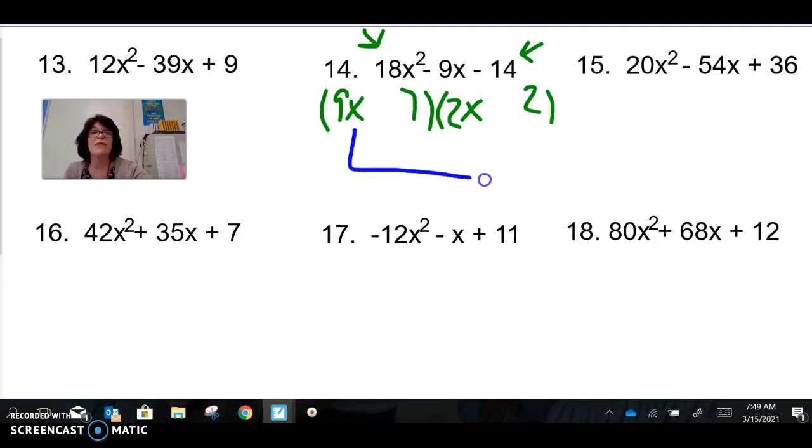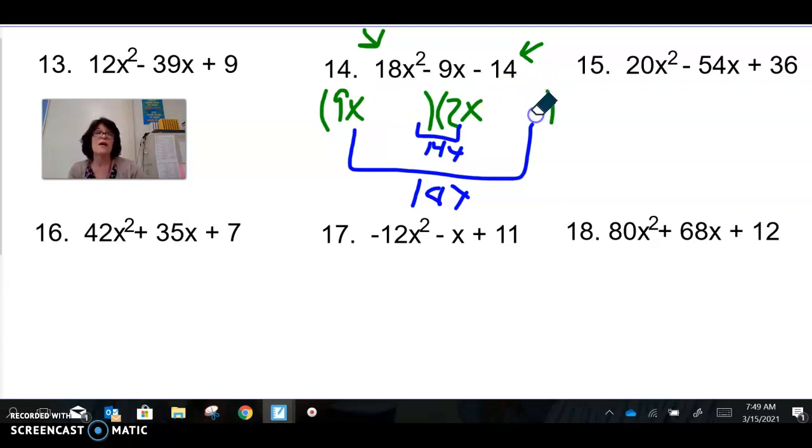And I check my outer product and my inner product to see if they can somehow combine to 9. The outer product is 18x, 9x times 2. The inner product, 7 times 2x, is 14x. There's no way that 18 and 14 combine to 9. 18 minus 14 is 4. 18 plus 14 is big. So I'm done with 7 and 2 in this direction.